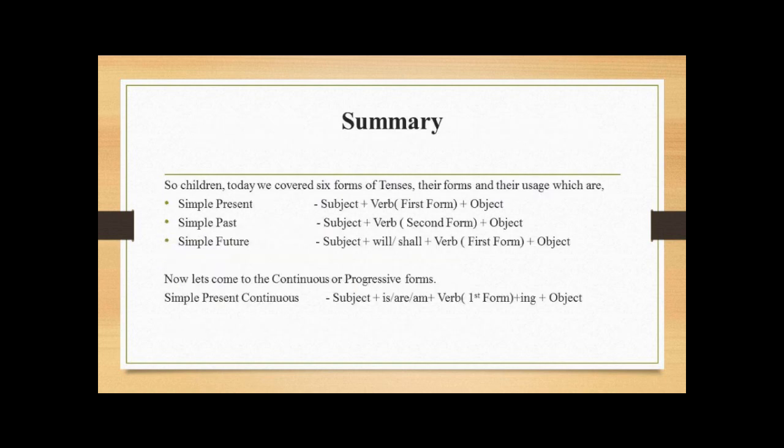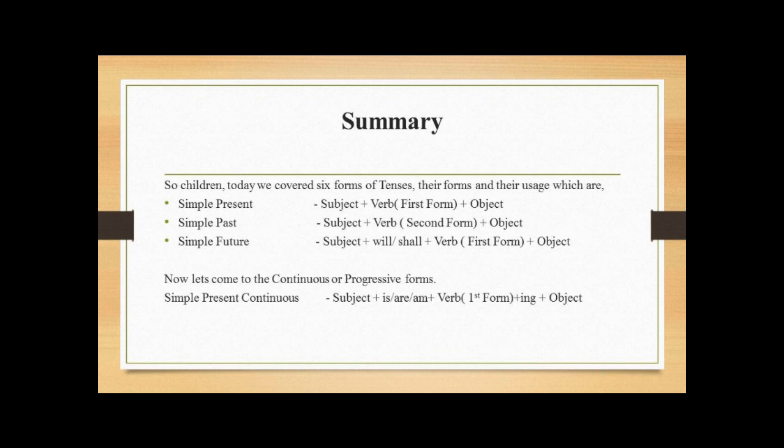So, children, today we have covered six forms of tenses, their forms and their usage, which are simple present. The form used is subject plus first form of the verb plus object. Simple past, subject plus second form of the verb plus object. Simple future, subject plus will or shall plus first form of the verb and object.